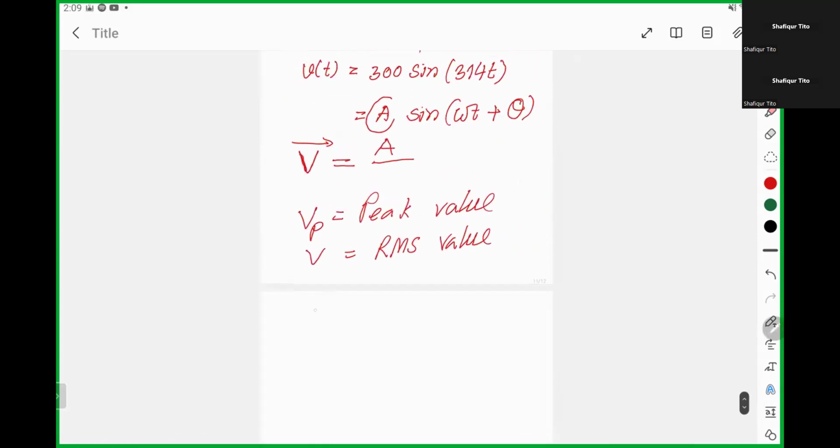What is the relation between V and Vp? V equals Vp divided by root 2. So that is what we are using for the vector representation, A divided by root 2. This is one of the quantities required to represent a sinusoidal signal. Instead of the peak value, I am taking the RMS value.